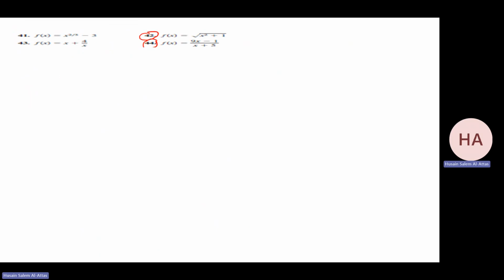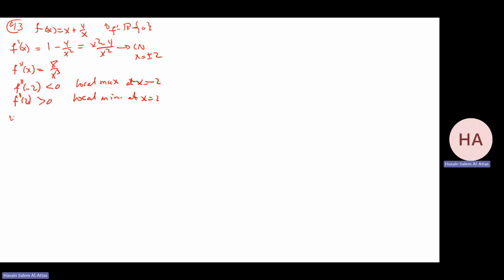Number 44. F of x equals 9x minus 1 over x plus 5. Domain, all real numbers except minus 5.